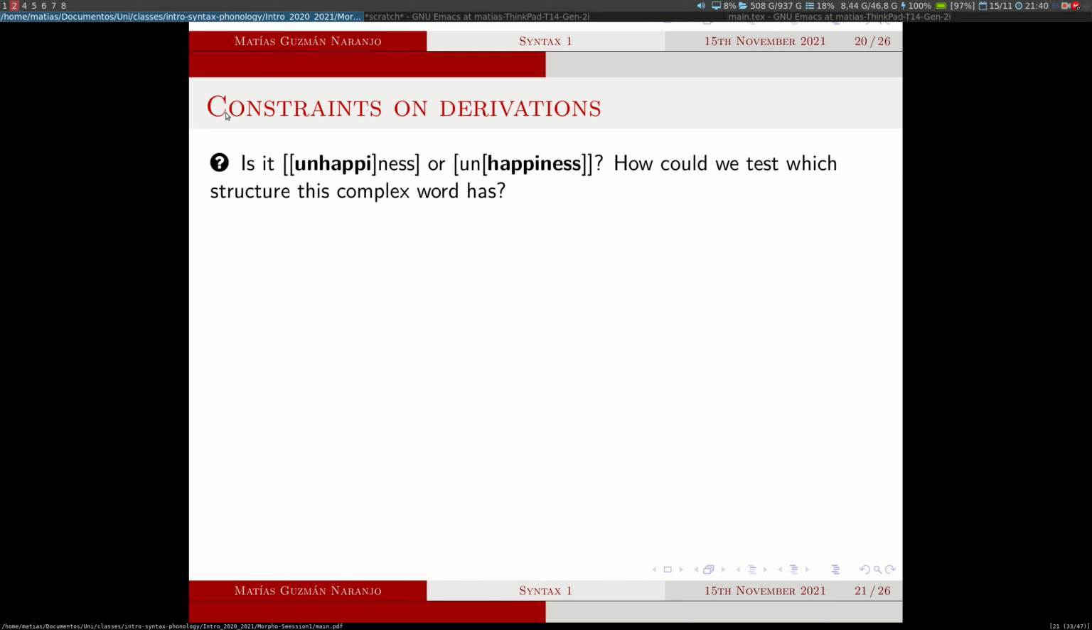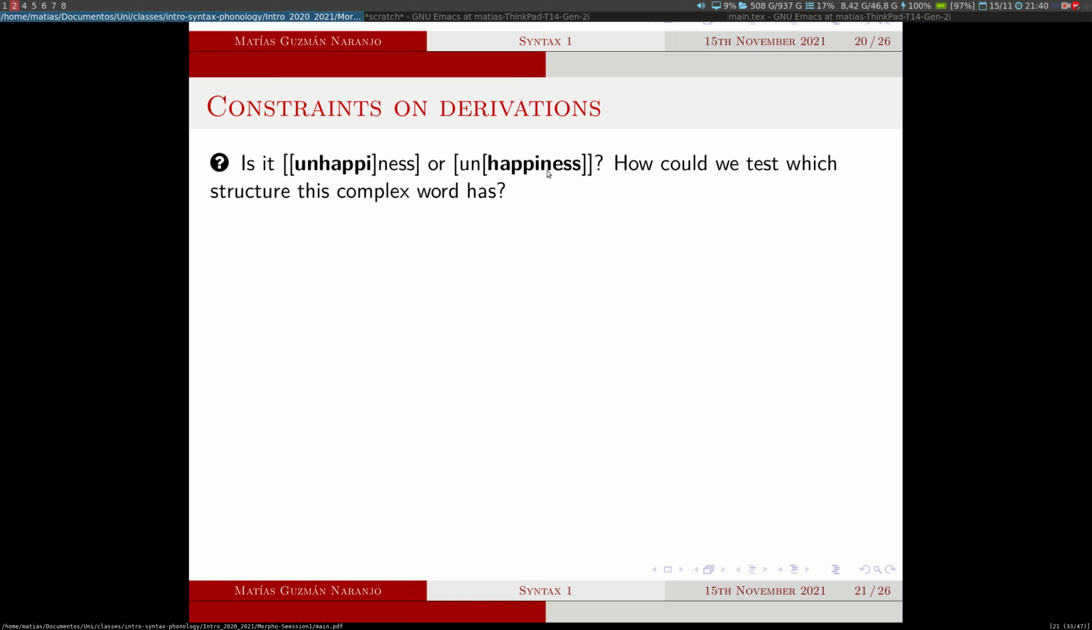So, some constraints on derivation. Is it the property of being unhappy, or is it happiness but the negation of it, right? So ness builds properties from adjectives, and un builds negation from adjectives.